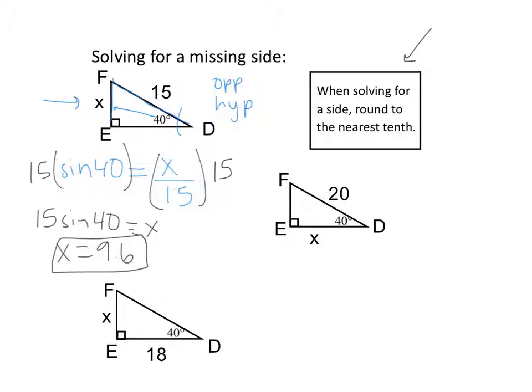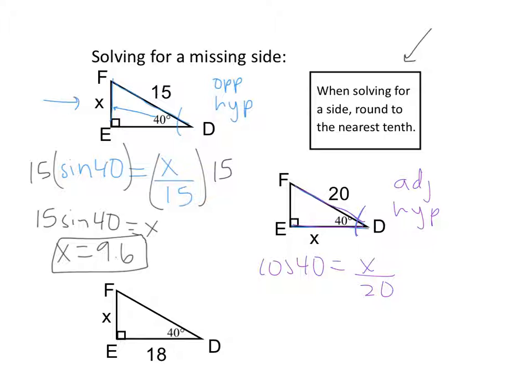All right, let's try another example. Here we know, again, angle 40. We know this side and this side. So I know the adjacent side, and I know the hypotenuse. So what goes with adjacent and hypotenuse? You got it, cosine. So I'll say cosine of 40 degrees is equal to adjacent over hypotenuse.